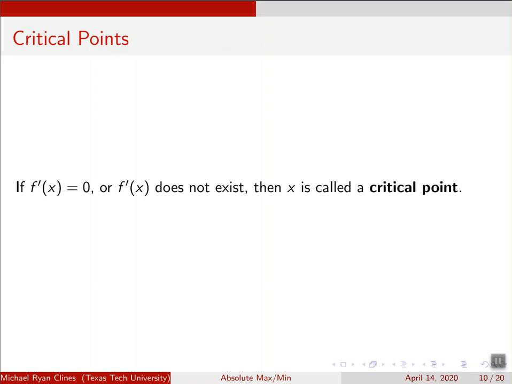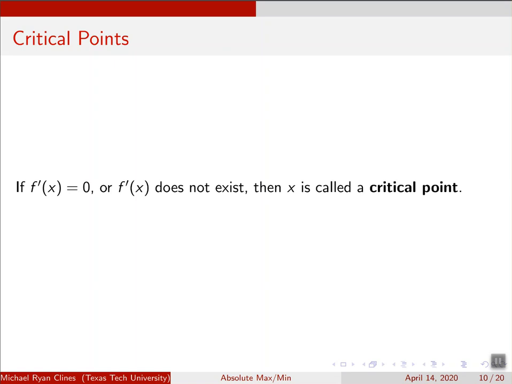All right, so, to be a critical point, that means the derivative is equal to 0, or the derivative does not exist. Or, to put it in the context of tangent lines, for x to be a critical point, that means the tangent line at that point is either horizontal or it does not exist. Those are the two options for it to be a critical point.